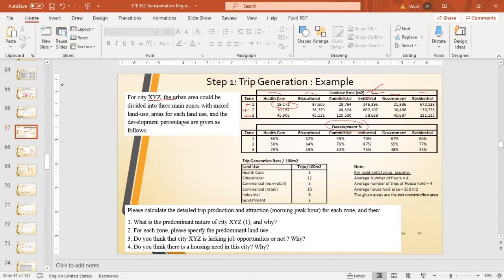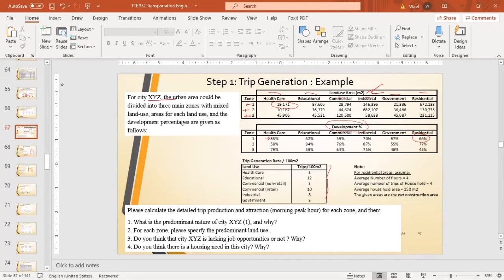So for the healthcare in zone 1, only 86% is developed. For example, the residential area in zone 1 has 672,000 square meters, and the percentage of development is 66, and so on. The trip generation rates per square meter are given in this table. For the residential areas, we have an average number of floors of 4, an average number of trips per household of 4, and the average household area is 150 square meters.